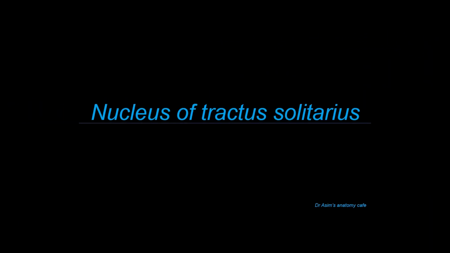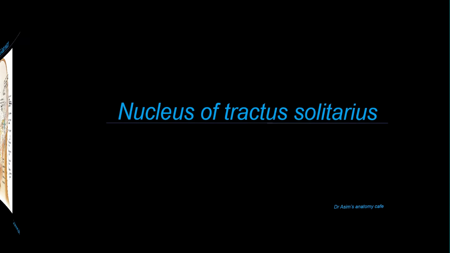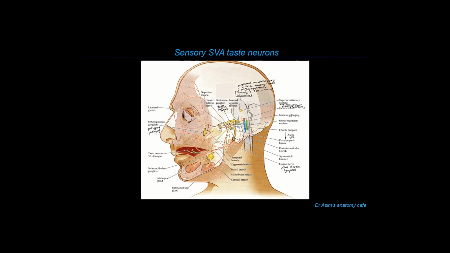Now let's talk about the nucleus of tractus solitarius. Once again, this is a left lateral view of the head and neck region. The schematic of the brainstem with the pons and the medulla oblongata is shown over here. The nucleus of tractus solitarius is a visceral efferent nucleus, which is shown color-coded in green over here. It can be divided into a lower or caudal part and an upper rostral part. The upper rostral part receives sensory information of taste from neurons running through three different cranial nerves, including the facial, glossopharyngeal, and the vagus nerves.